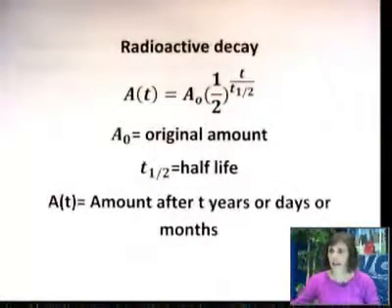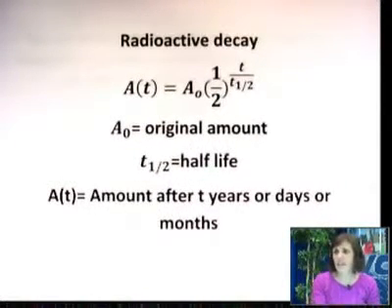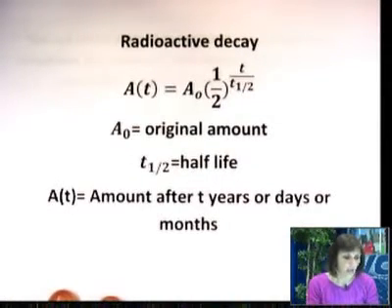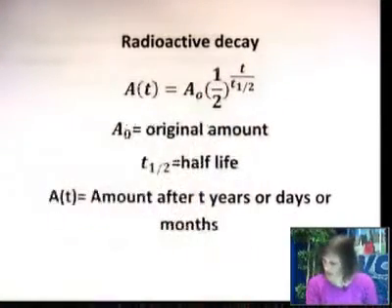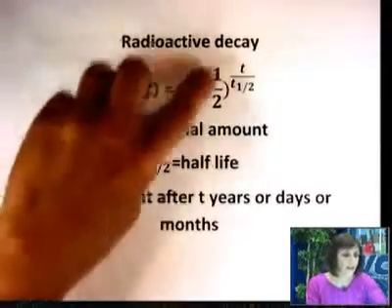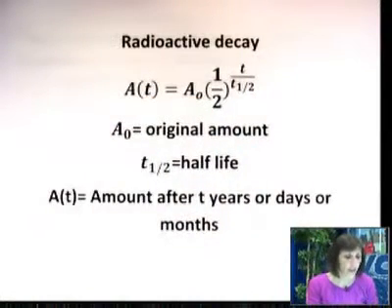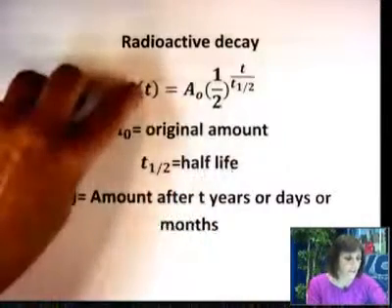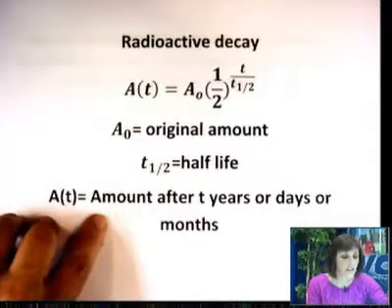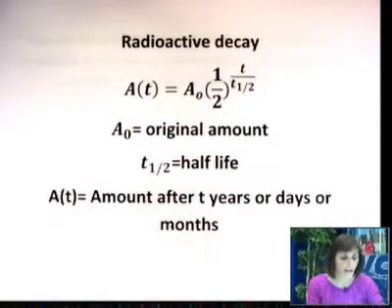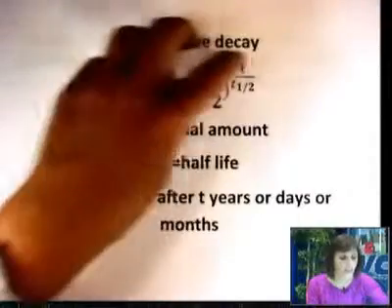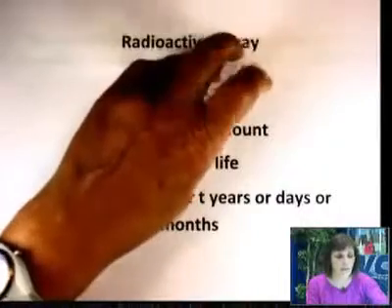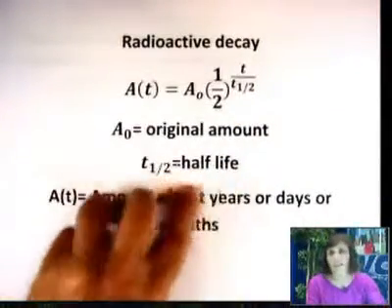All right. The next type of problem that you may see is the radioactive decay. Okay? Sometimes they give you the half-life, and I just put the formula with the half-life in it. A of t is the amount after t years, or days, or months, and it has to be matching these guys, okay? Make sure if this is in months, this is in months. This is in year, this is in year, that kind of thing. And this is given, half-life.